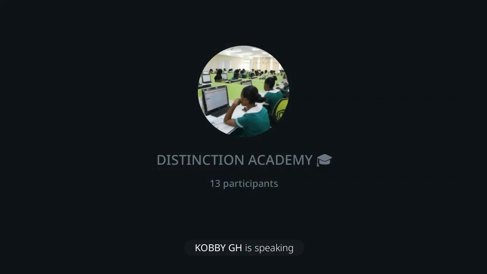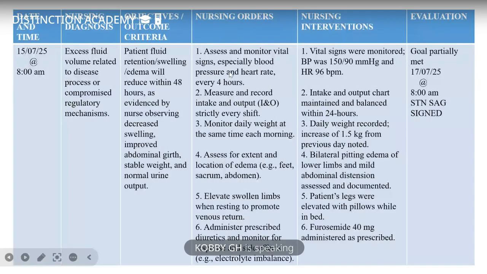Assess and monitor vital signs, especially blood pressure and heart rate, every 4 hours. Measure and record intake and output strictly every shift. Monitor daily weight at the same time each morning. Assess for the extent and location of edema. Elevate swollen limbs when resting to promote venous return. Administer prescribed diuretics and monitor for response and side effects. You see how nice it is. Then you convert all to past tense for the intervention.